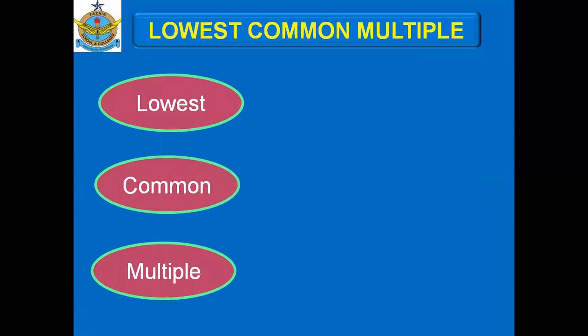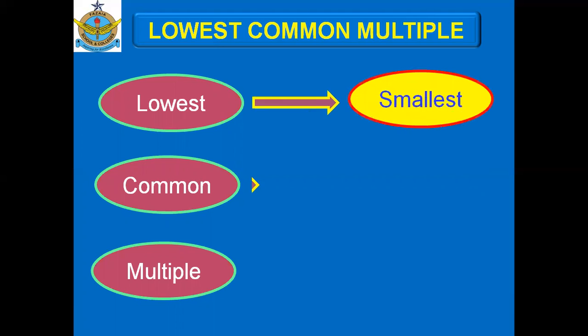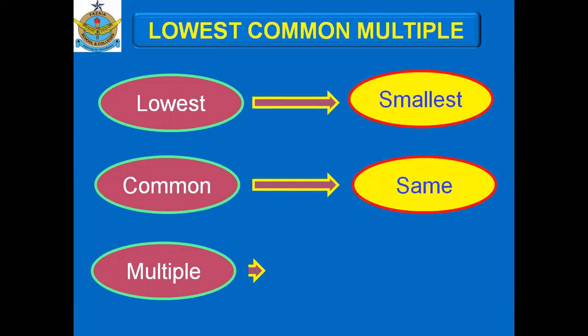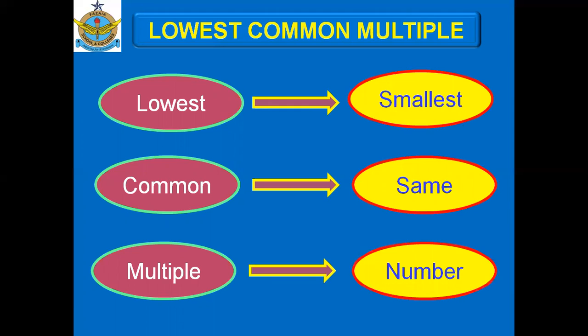And now, Vijay, I tell you about the common multiples: least common multiple, or lowest common multiple. Lowest means smallest, common means same, and multiple means number. So the lowest common multiple is the smallest of the same numbers.